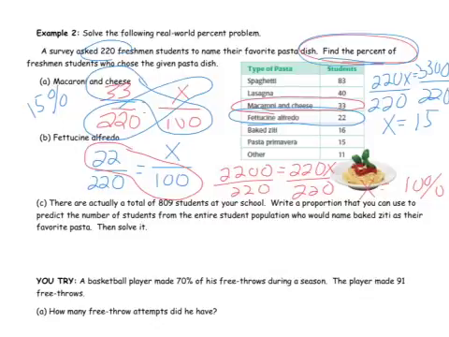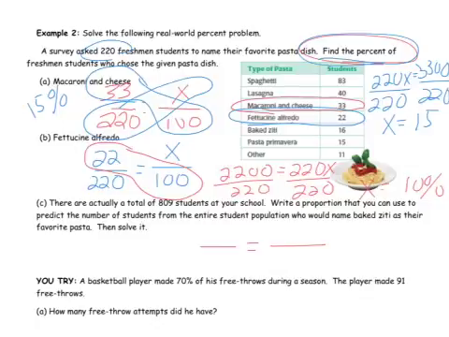All right, and let's look at C. There are actually a total of 809 students at your school. Write a proportion that you can use to predict the number of students from the entire school population who named baked ziti as their favorite pasta. Then solve it. Okay. So there's actually 809, all right? So my proportion, this takes us back to the last lesson, all right? So I want to set up to figure out how many students may have liked baked ziti if I had more kids.